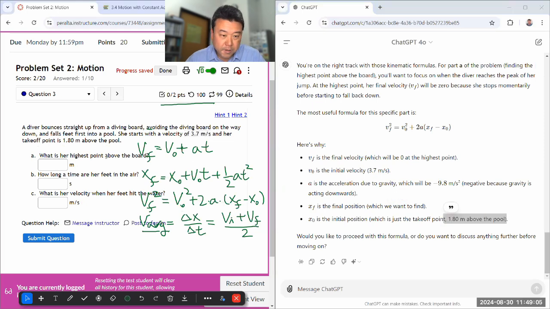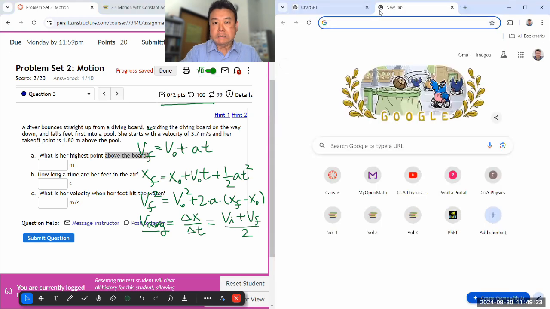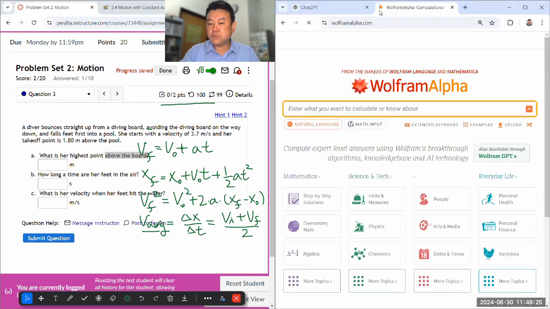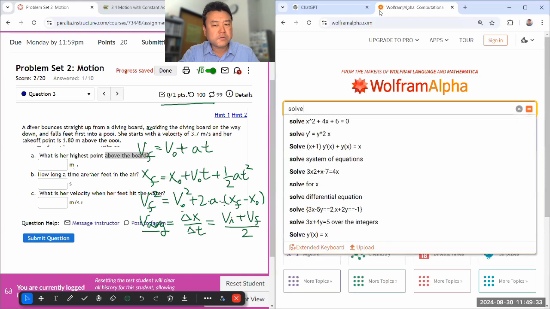But you have to be careful here. It's looking for the height above the board. So my initial position will be just 0, at the board. Let me work it out. Just because it mentions this, it might not recognize what's the correct one, but let me plug in the numbers in Wolfram Alpha. Can I do this in Wolfram Alpha? Let me give this a try.